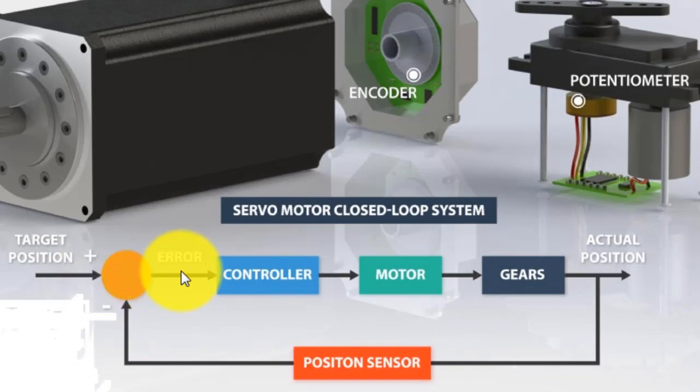When the error is 0, the controller will stop the motor. If the error is positive or negative, the controller will move the motor accordingly. When the encoder or potentiometer gives the value and the error is 0, the motor will be stopped by the controller.